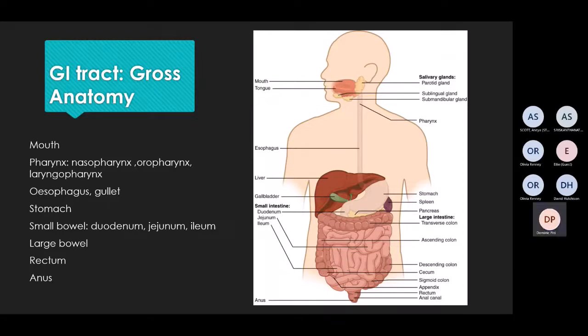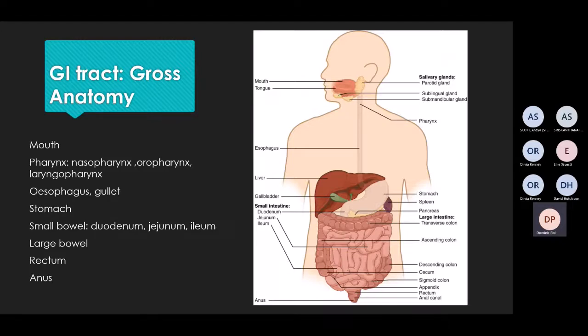Then we have the large bowel, which is a much wider diameter tube divided into a number of sections: the ascending colon, transverse colon, and descending colon, which basically go up your right side, across your abdomen from right to left, and then down into your left lower quadrant before reaching the sigmoid colon, where sigma means S-shaped. And after the sigmoid colon, you have the rectum and the anus.